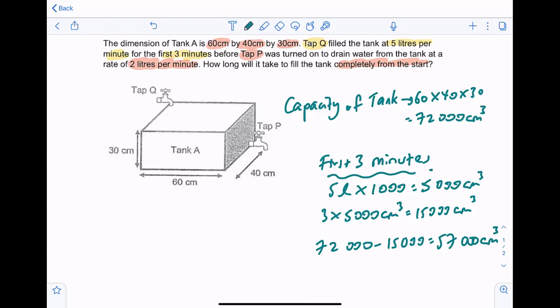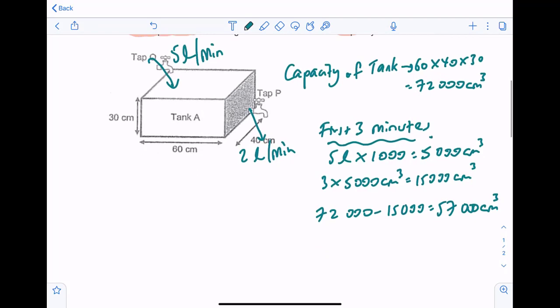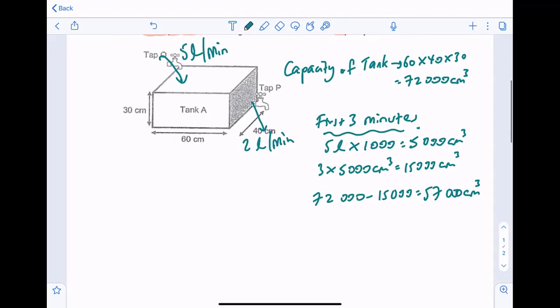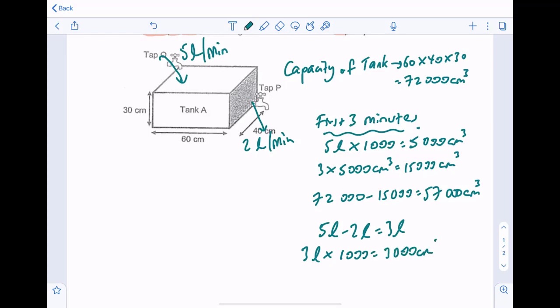Since water is going out at 2 liters per minute and still coming in at 5 liters per minute, in effect, when you put 5 liters in per minute, 2 liters come out per minute. So per minute, what is the change of volume? That will be 5 liters minus 2 liters, right? Because whatever goes in, 5 liters went in, 2 liters went out. So basically, you can say that 3 liters per minute went in. So 3 liters times 1,000 is 3,000 cubic centimeters per minute.